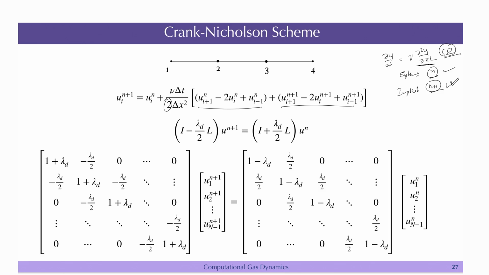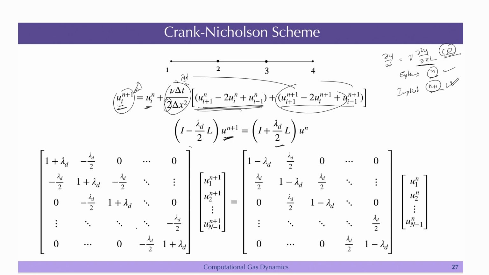And so, you can use the same operator that we had defined earlier. Collect all the n plus 1 terms and put them on the left. There is also one n plus 1 term here, so this will get added here, and this is lambda d by 2. So, you can write this as I minus lambda d by 2 L, times u at n plus 1, and the right hand side is I plus lambda d by 2 times the L operator that you have. This is how it will look.